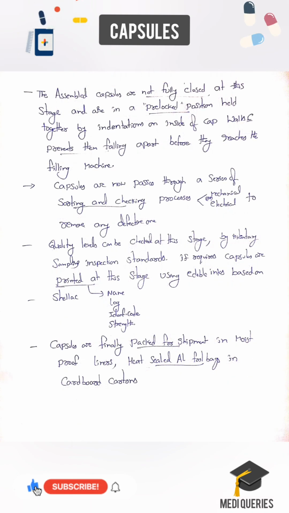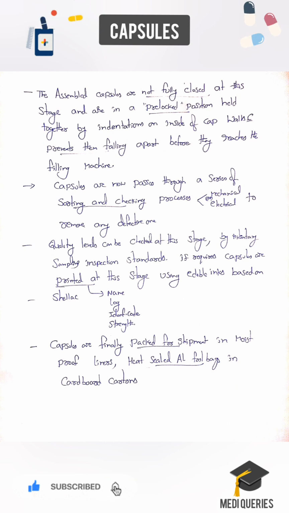The assembled capsules are not fully closed at this stage and are in a pre-locked position, held together by indentations on the inside of the cap walls, which prevents them from falling apart before they reach the filling machine. So the capsules now pass through a series of sorting and checking processes. They may be mechanical or electrical, to remove any defective ones. And then the quality levels can be checked at this stage by a military inspection process. Collect the samples and check if there is any defective one or not.